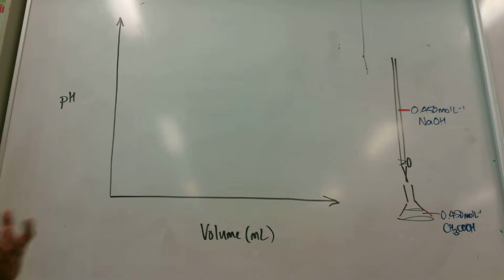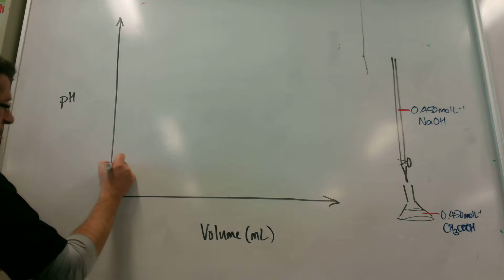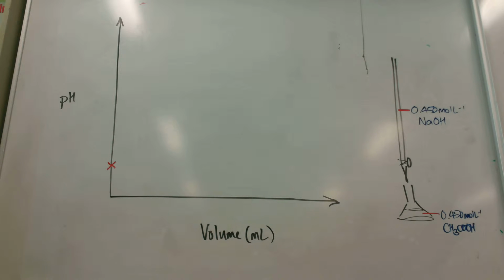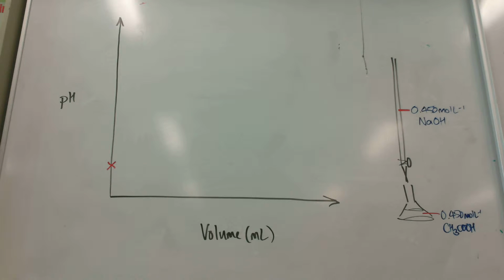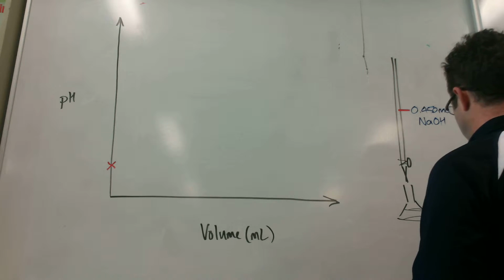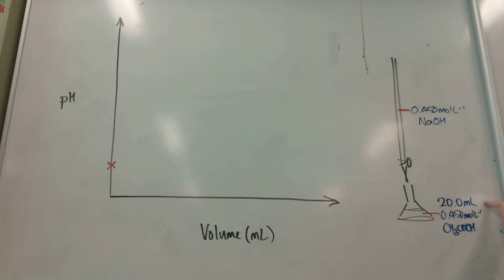So I'm going to break it down into a few different videos because otherwise it gets a bit tiresome. This first one is going to be, what is the initial pH? So what is this value here, the first point in here? Sorry, I've missed some details over here. Let's say for argument's sake we're going to use 20.0 mL of our ethanoic acid to start with. Now that volume is irrelevant for this bit, but it will become important later.